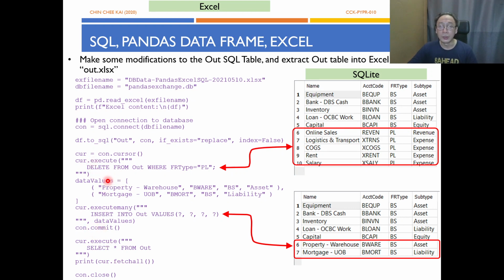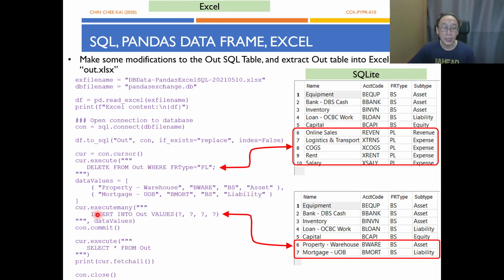So we're going to manually type in Python these 2 lines. So we delete 5 rows and we insert 2 new rows. This data only exists in our Python script. It doesn't come from Excel. It's nowhere else in existence. So our Python has these 2 rows: property warehouse, account code is BWare, BS asset, mortgage UOB, BMort, BS liability.